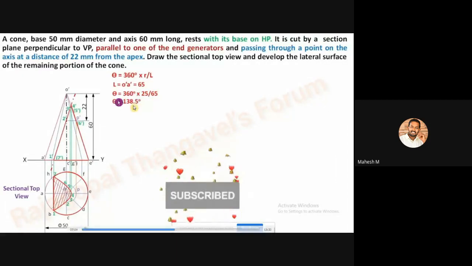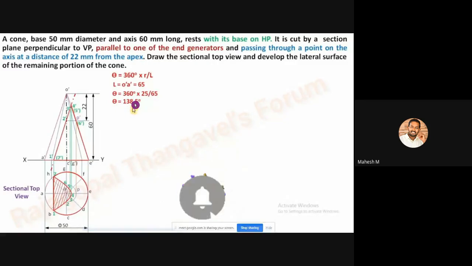Okay, 138.5 degree. Please look at your top view. You have divided the circle into 8 equal parts. Similar to that, you have to divide your development into 8 equal parts. So you can divide this angle by 8. Dividing by 8 gives you the angle of one particular sector.